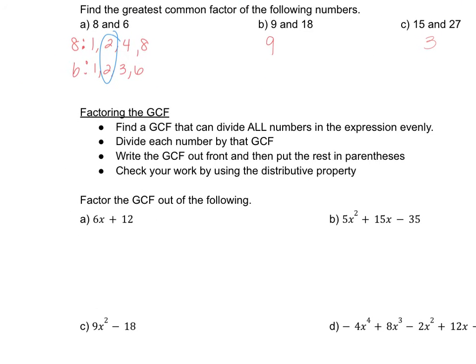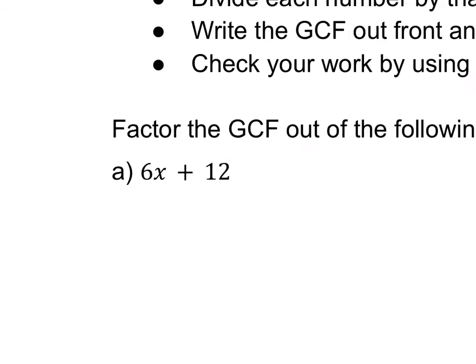Okay, so now the first type of factoring we're going to talk about is called factoring the GCF. So just the GCF, nothing crazy. It does get way crazier. So you first find a GCF that can divide all of the numbers in the expression evenly. Divide each number by that GCF. Write the GCF out front, then put the rest in parentheses. Check your work by using the distributive property.